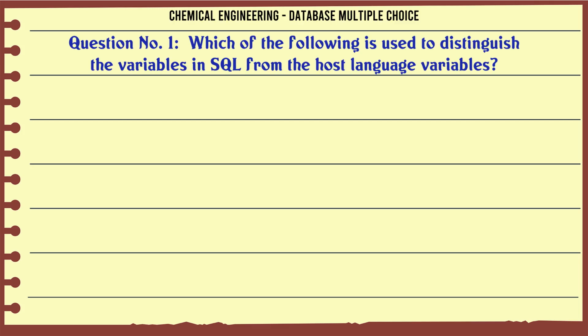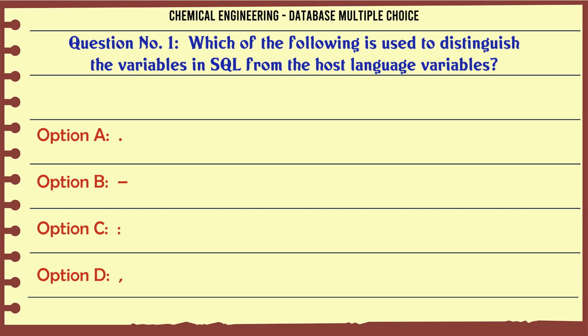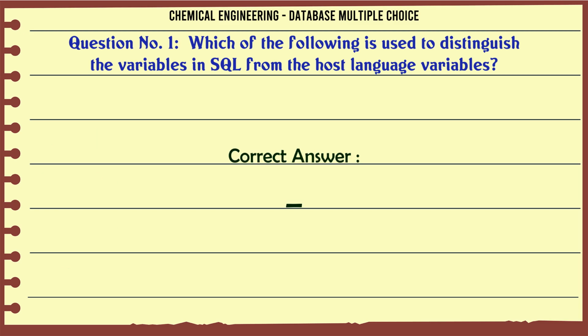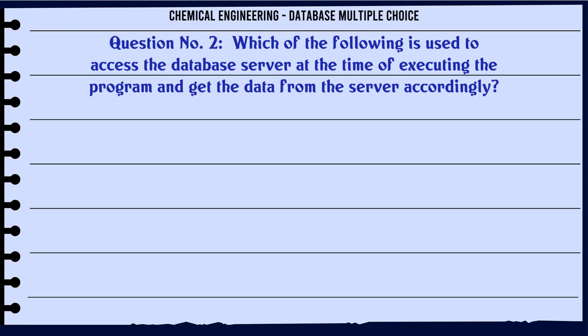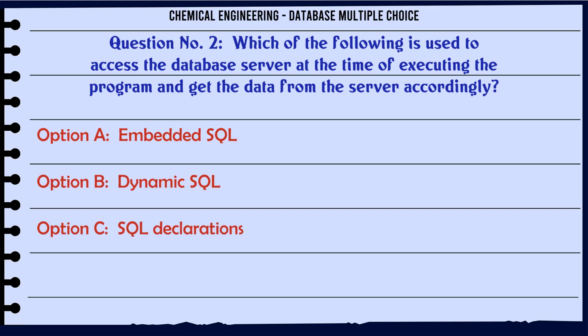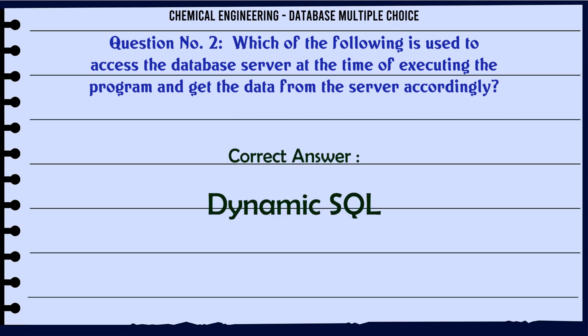Which of the following is used to distinguish the variables in SQL from the host language variables? A. B. C. D. The correct answer is: which of the following is used to access the database server at the time of executing the program and get the data from the server accordingly? A. Embedded SQL. B. Dynamic SQL. C. SQL declarations. D. SQL data analysis. The correct answer is Dynamic SQL.